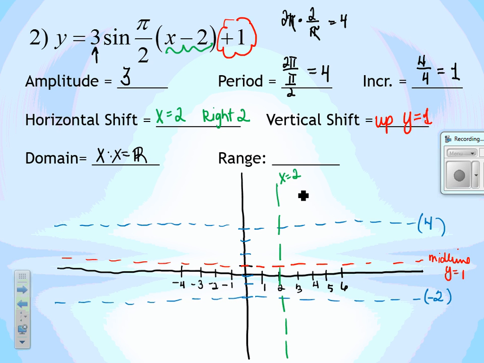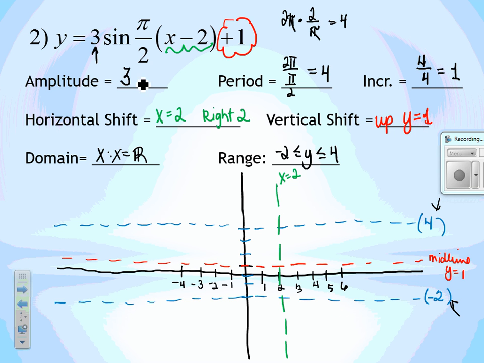I can go ahead and do range before you even graph it. The range is, remember, your amplitude. So it'd be negative 2 is less than or equal to y, which is less than or equal to 4. That's why I always have you write those numbers down. It's a quick, what is my range?